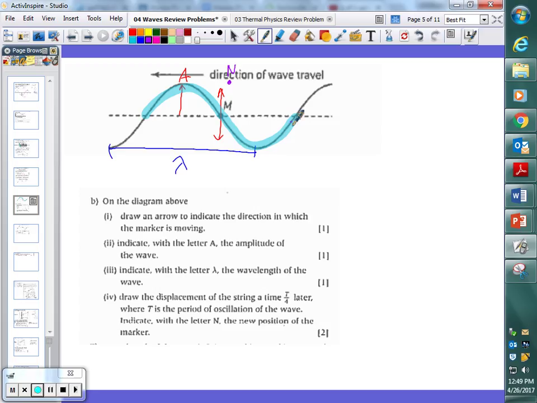So T over 4, so it's 1/4 of a period. So everything is basically going to be shifted 1/4 of the wave next. So this is going to be over here. This is going to be here. This is going to be here. This is going to be here, and this is going to be here. Does that make sense? Yes, no? Do I need to connect the dots? No.